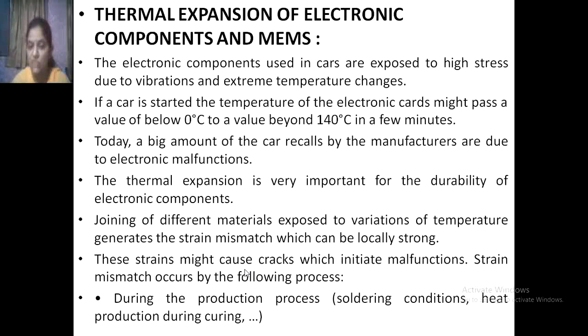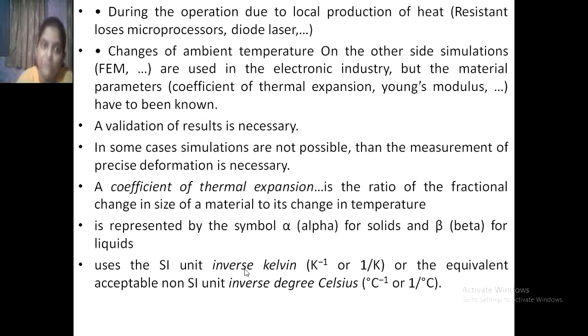The thermal expansion is very important for the durability of electronic components. Joining of different materials exposed to variations of temperature generates the strain mismatch, which can be locally strong. The strain might cause cracks, which initiate malfunctions. Strain mismatch occurs by the following process: during the production process, maybe soldering conditions, heat production during curing; during the operation, due to local production of heat, resistance losses, or microprocessors, diodes, lasers.